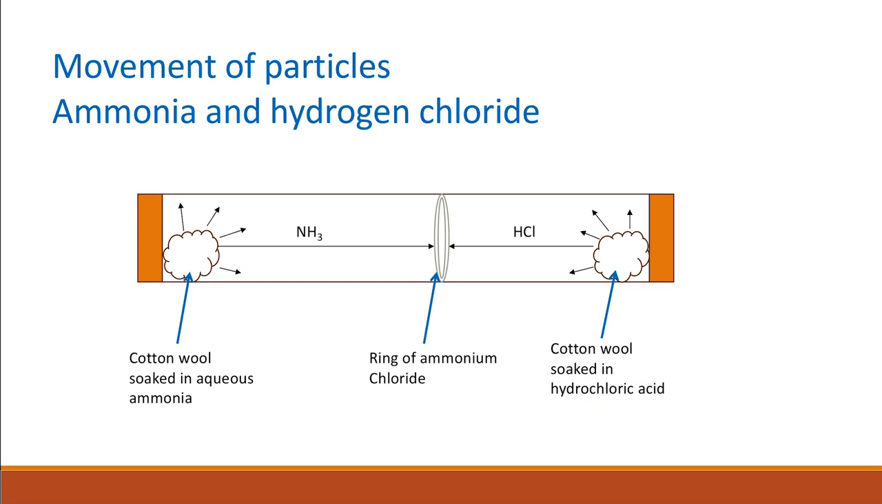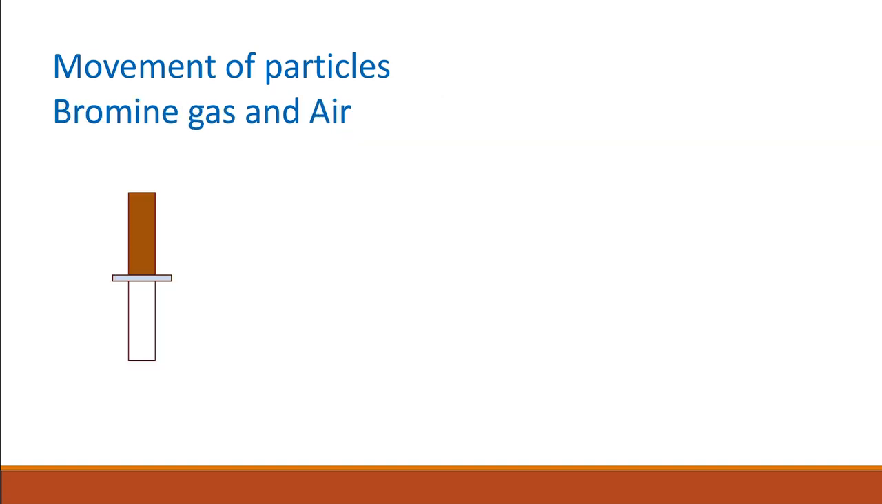You can notice that this ring is not formed in the center, in the middle between the two cotton wools, but it will be closer to the hydrogen chloride because ammonia is smaller in size and it diffuses through air quicker than hydrogen chloride, so it travels a longer distance than hydrogen chloride when they meet. So this is why the ring is closer to the hydrogen chloride.